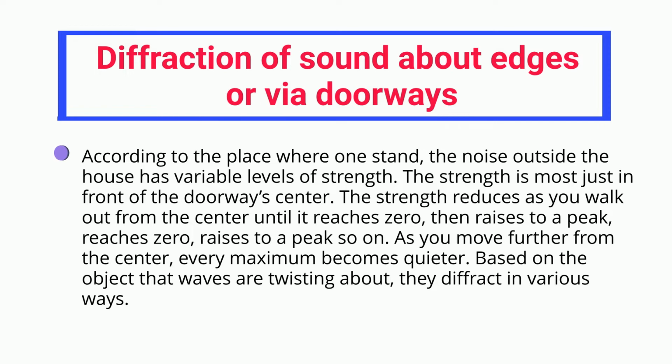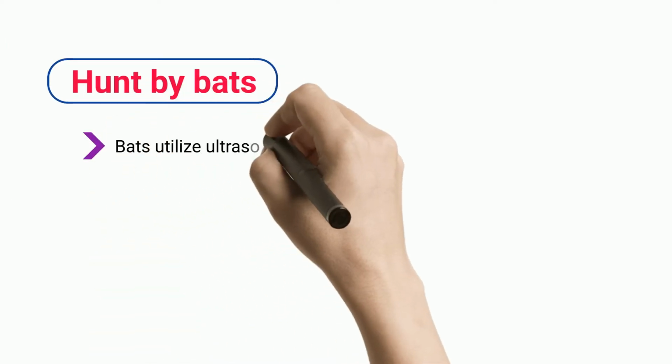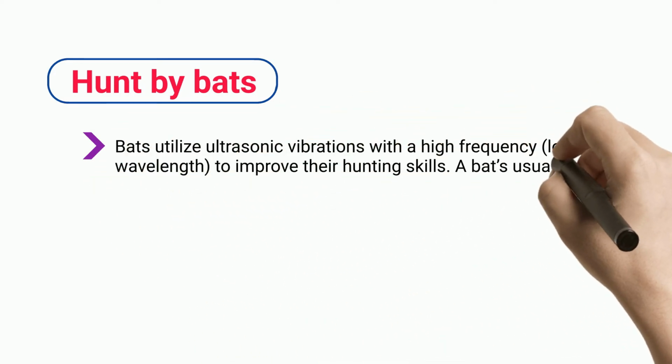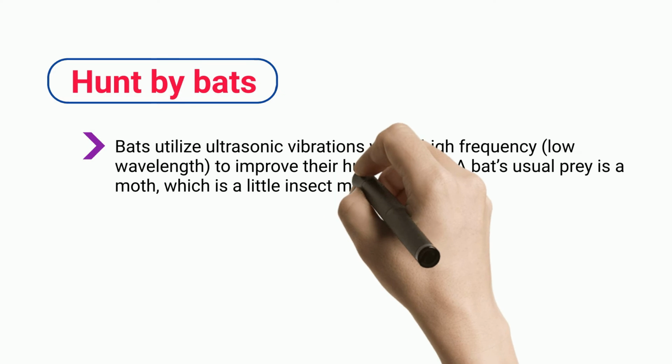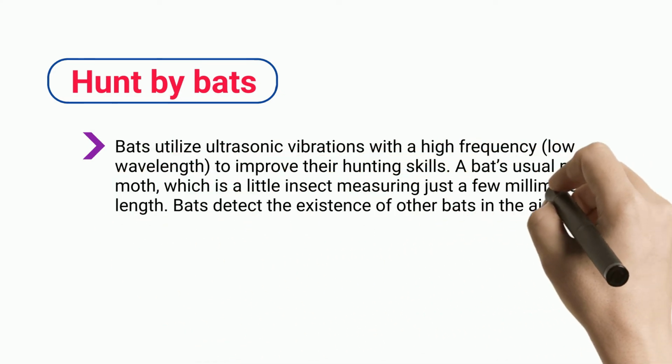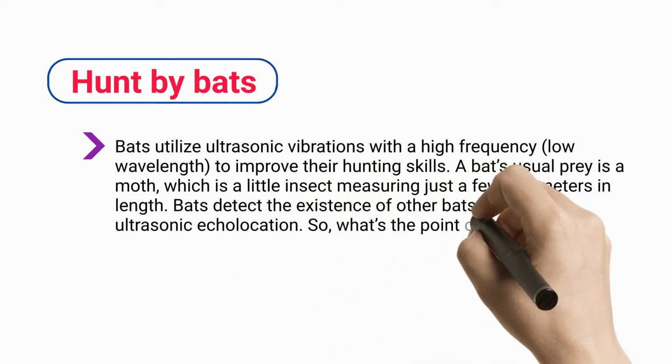Based on the object that waves are bending about, they diffract in various ways. Hunt by bats. Bats utilize ultrasonic vibrations with a high frequency and low wavelength to improve their hunting skills. A bat's usual prey is a moth, which is a little insect measuring just a few millimeters in length.